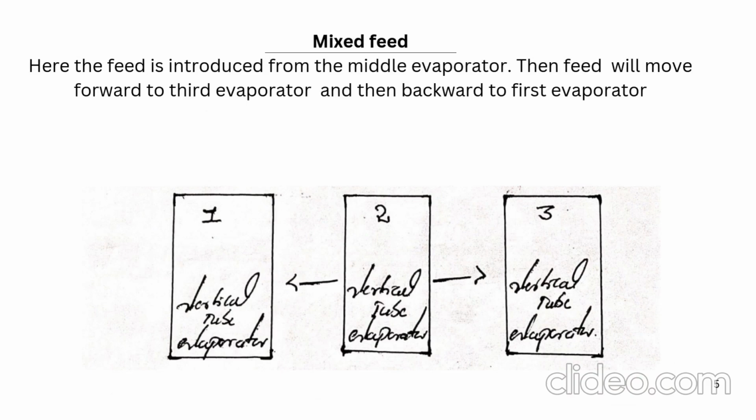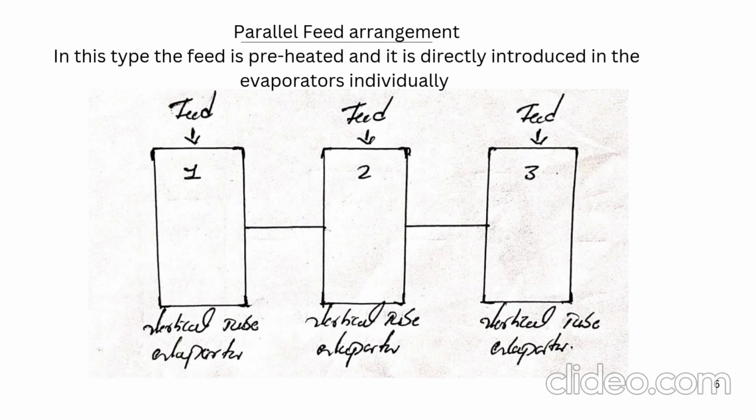Mixed feed. Here the feed is introduced from the middle evaporator. Then the feed will move forward to the third evaporator and then backward to the first evaporator. Parallel feed arrangement. In this type, the feed is preheated and directly introduced into the evaporators individually, meaning the feed is introduced into each and every evaporator individually and it is preheated.